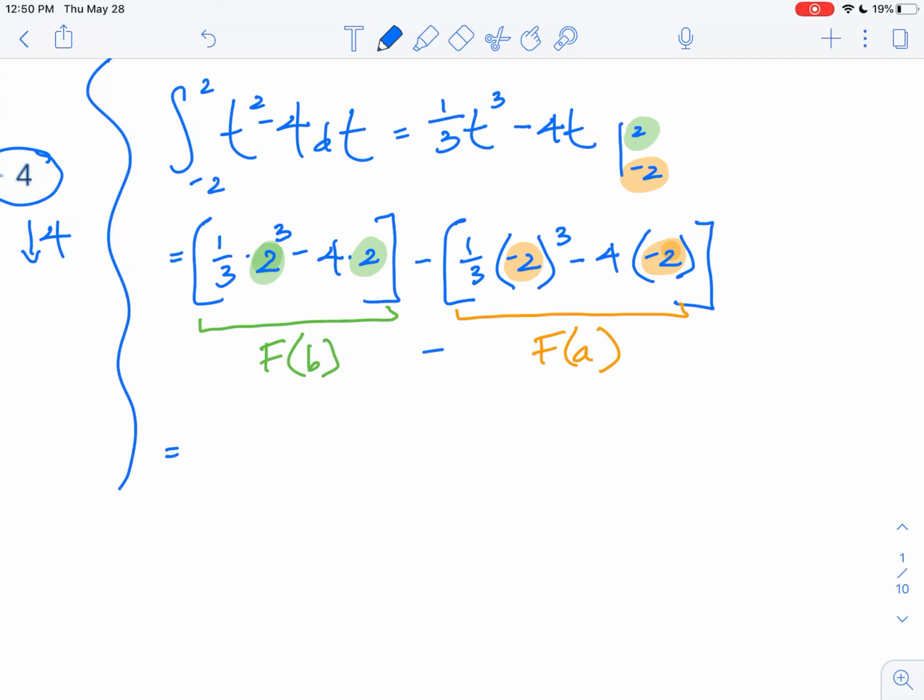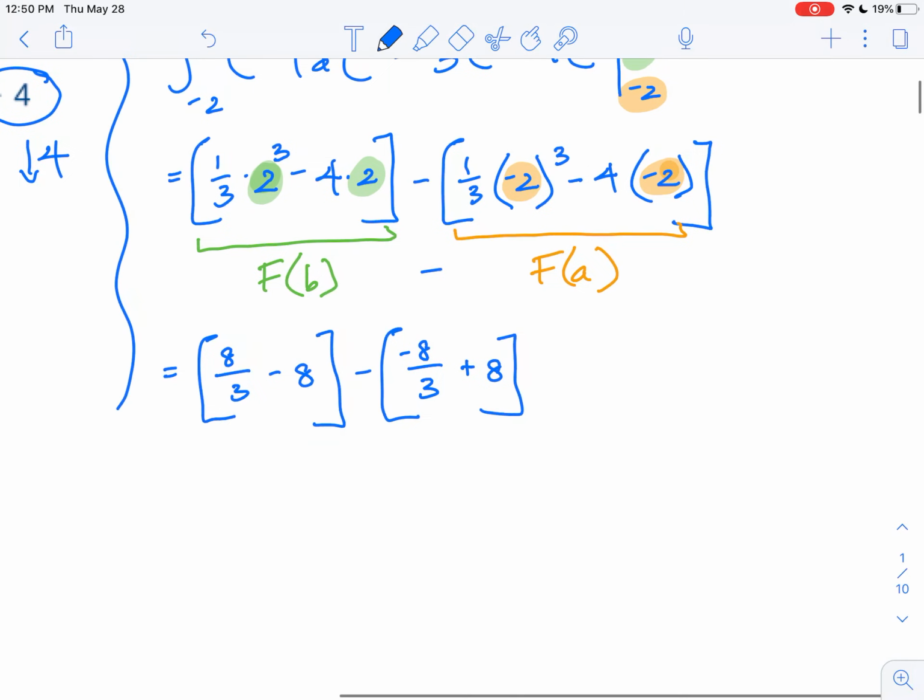All right, let's simplify here. I'm going to get 8/3 minus 8 minus, let's see, this is going to give us -8/3 minus -8 is +8. Okay. Now let's go ahead and distribute our negative sign. So we'll get 8/3 minus 8 plus 8/3 minus 8.